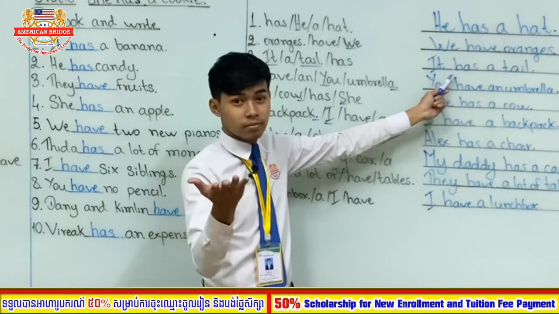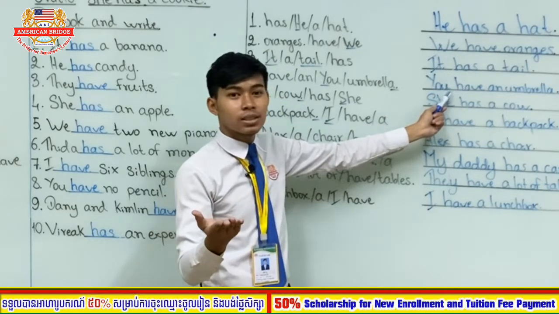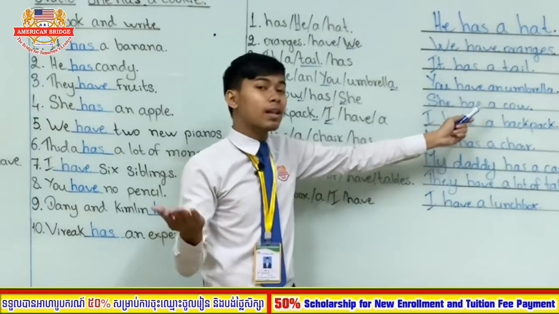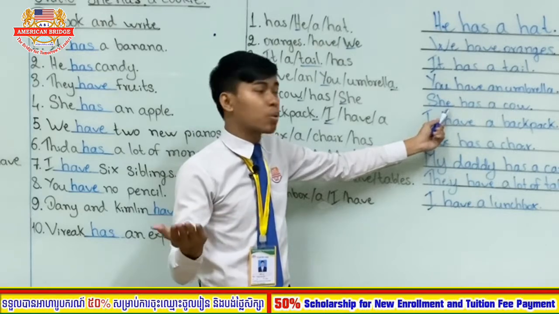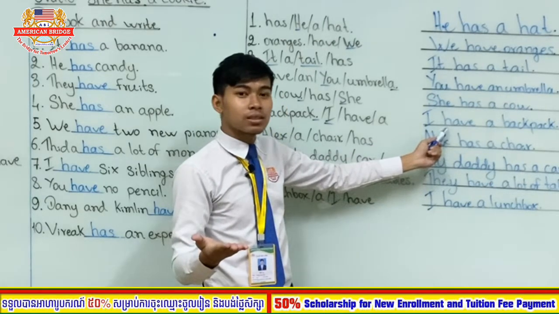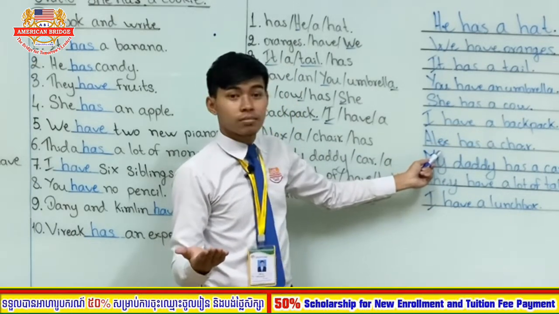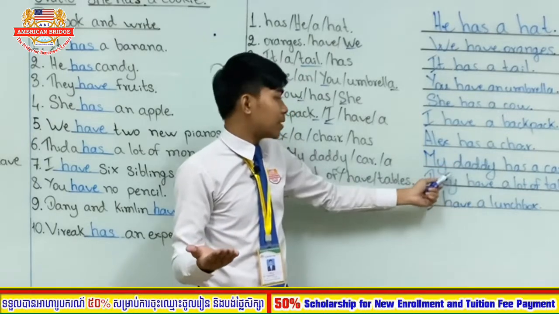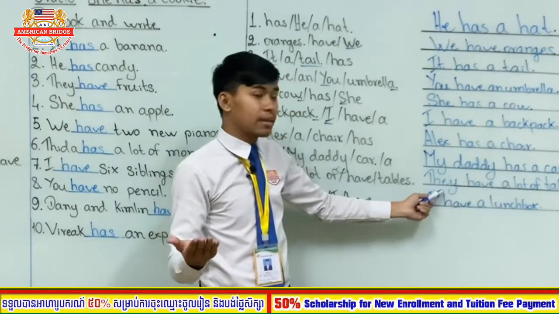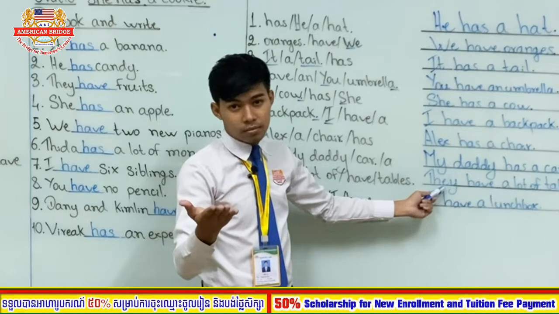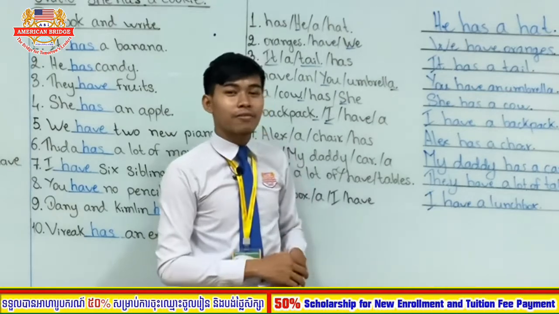Number 3. It has a tail. Number 4. Okay, you have an umbrella. Number 5. Yep, she has a cow. Number 6. I have a backpack. Number 7. Alex has a chair. Number 8. My daddy has a car. Number 9. They have a lot of tables. Number 10. Very good. I have a lunchbox.